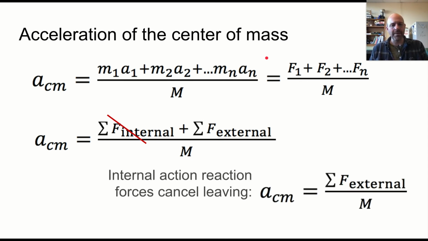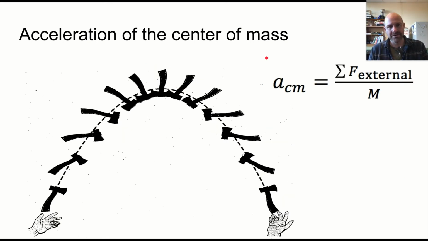And so what we end up with is that the acceleration of the center of mass of a system is the net force from the outside divided by the mass. And that goes with that same definition. If there's no net external force on a system, that's when we said momentum of the system was conserved. So we can think of this in some interesting ways.